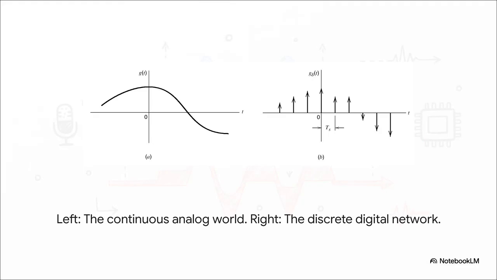Okay, look here. On the left, that's the real world. See how it's a smooth, continuous wave? Every single point in time has a value. Now, on the right, that's what our digital system gets to see. Just a series of discrete snapshots. We call them samples. Our entire challenge, really, it all boils down to taking these snapshots in just the right way so we can perfectly rebuild the original wave on the other side.